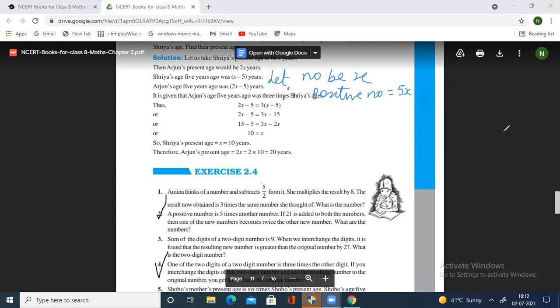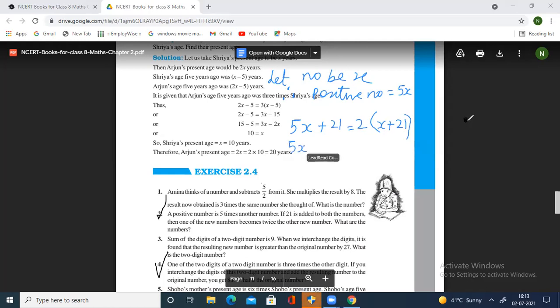If 21 is added to both the numbers, so what I have done, I have added 21. Then one of the new numbers becomes twice the other. So the new number becomes twice the other number. What are the numbers? So how to solve it?